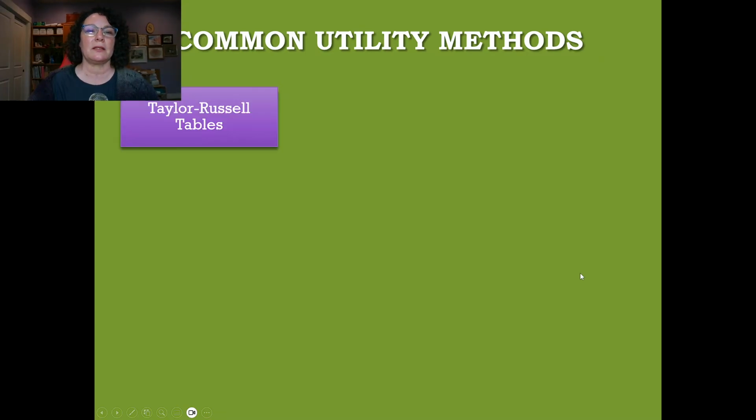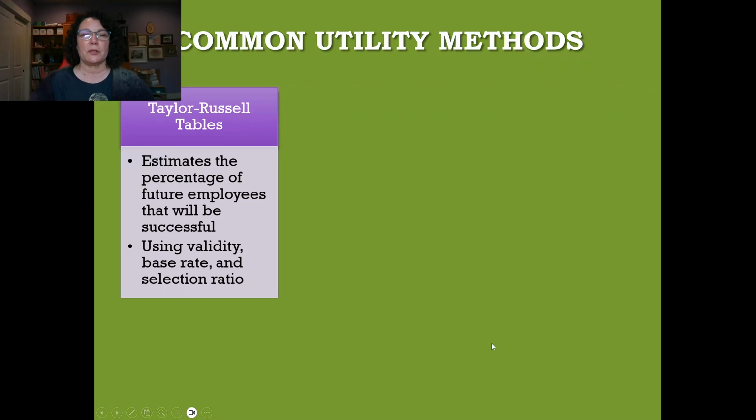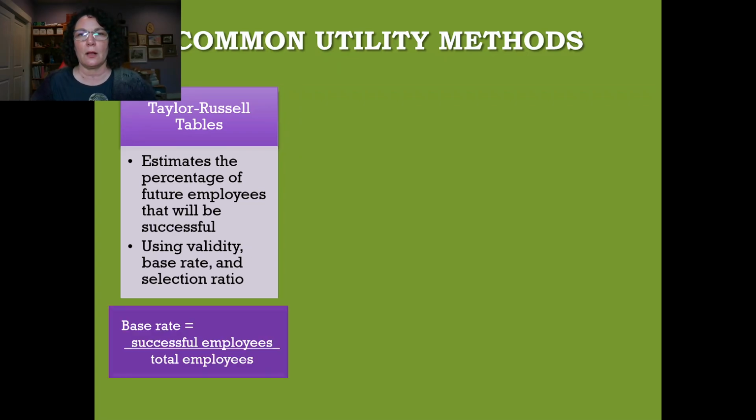So, some common utility methods. The Taylor-Russell tables estimate the percentage of future employees that will be successful in the job, and they use validity, the base rate of that skill in the population, and also selection ratio to determine validity. If you recall, base rate is the number of successful employees divided by the number of total employees. So if we look at our current incumbents and see that, I would say, 80% of them are performing the job the way that we would want it to be performed, that becomes our base rate. That probably 80% of our applicants could really do this job, right? Something like that. So the Taylor-Russell tables are numbers that help us figure out the utility of a battery given these factors.